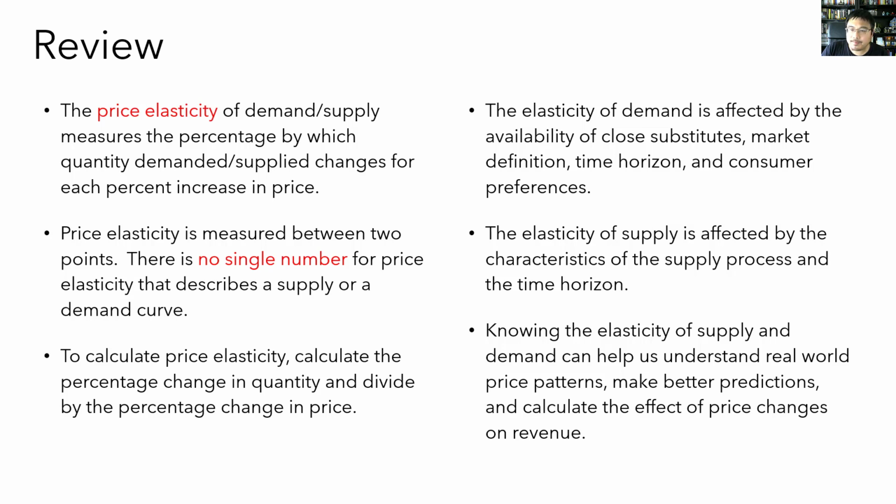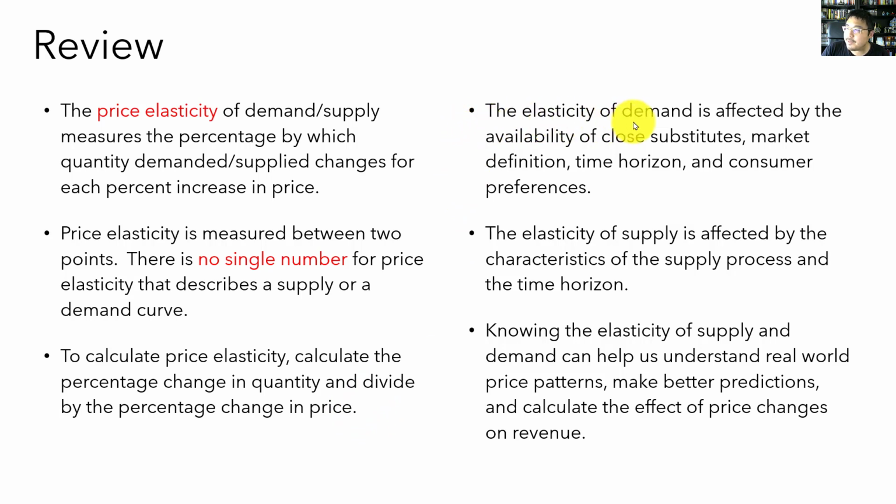Here's a quick review. The price elasticity of demand or supply measures the percent by which quantity demanded or supplied changes for each percent increase in price. Price elasticity is measured between 2 points. There isn't a single number for price elasticity that describes a supply or a demand curve. In order to calculate price elasticity, we first calculate the percentage change in quantity between the 2 points, and then we divide by the percentage change in price. And we calculate percent change by taking the difference and dividing by the midpoint.